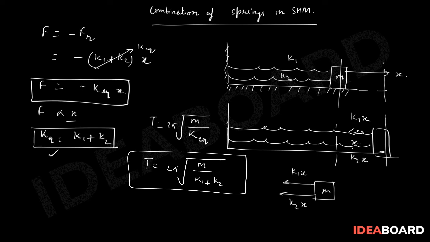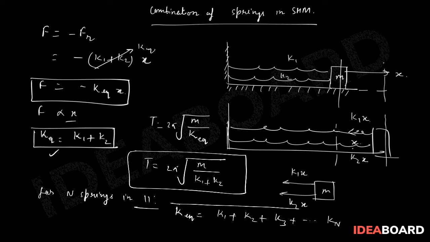Interesting point was that k equivalent we obtained in parallel is simply k1 plus k2. So for n springs in parallel, k equivalent can be written as k1 plus k2 plus k3 and up to kn. Okay, so this is going to be your answer.